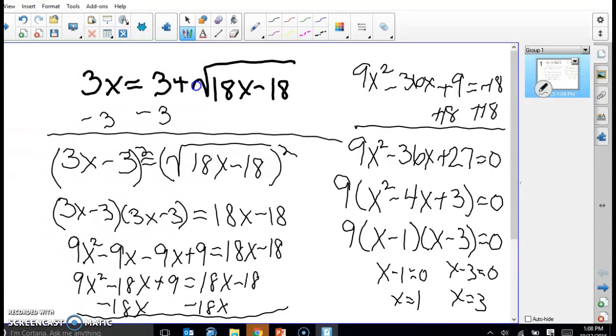Now, since we had to square our radical, we need to check to make sure that we didn't get an extra answer. So we need to plug these back into the original to make sure that they both work.